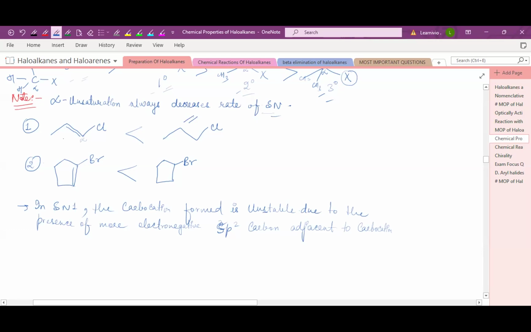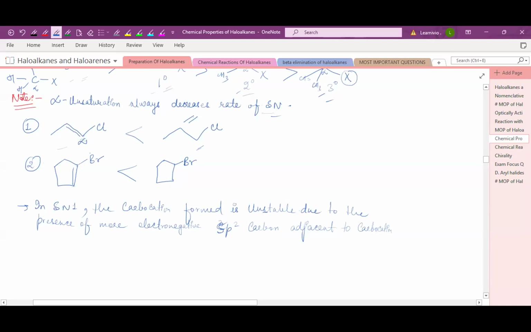Why? Because in this case, you can see the chlorine is attached to this carbon. So this is an alpha carbon. And this is the beta carbon, which is adjacent to the alpha carbon. Between the two, you can see there is an unsaturation, a double bond. Okay, the double bond is present. So if the double bond or the triple bond, meaning the unsaturation, is present at the alpha position, it will decrease the rate of nucleophilic substitution reaction. So that's why in these two compounds, the reactivity of this will be more as compared to this.